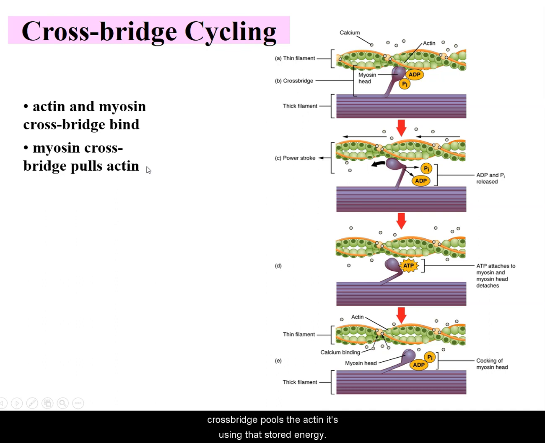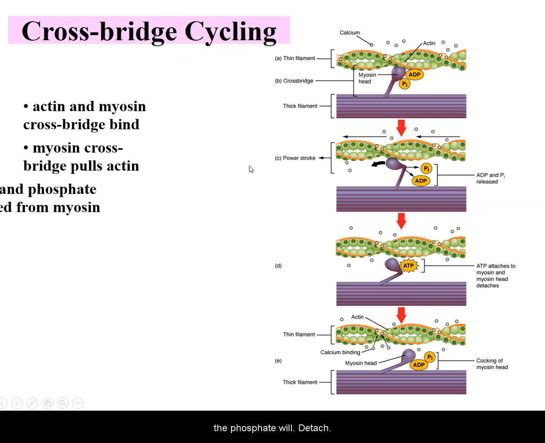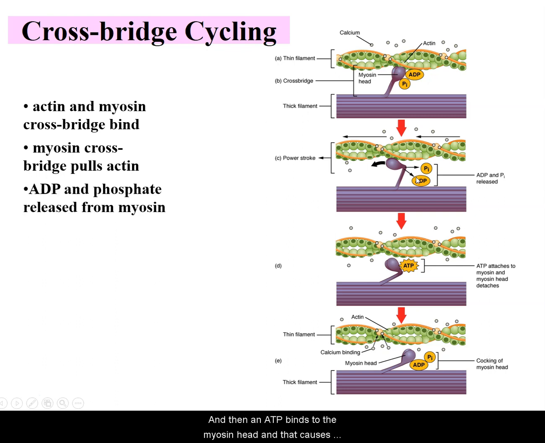The myosin cross bridge pulls the actin. It's using that stored energy in that head to pull that actin filament in that cross stroke and that power stroke. The ADP and the phosphate will detach, and then an ATP binds to the myosin head, and that causes the breaking of these bonds between the actin and the myosin head.